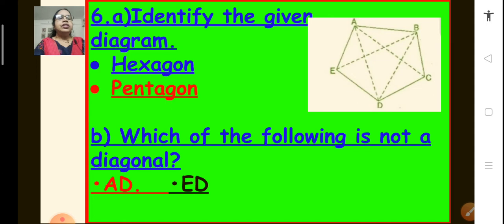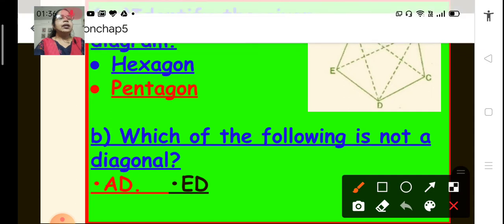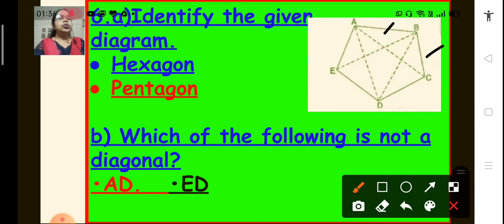Identify the given diagram. Is it a hexagon or pentagon? It has how many sides? Let's see. It has 1, 2, 3, 4 and 5 sides. So it is a pentagon.